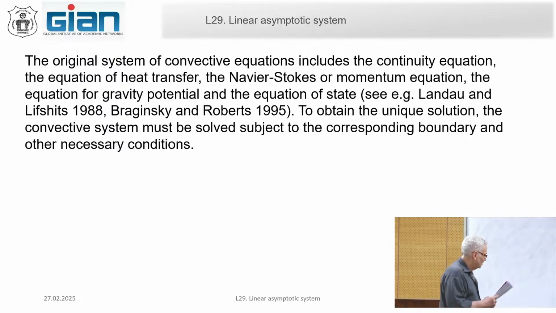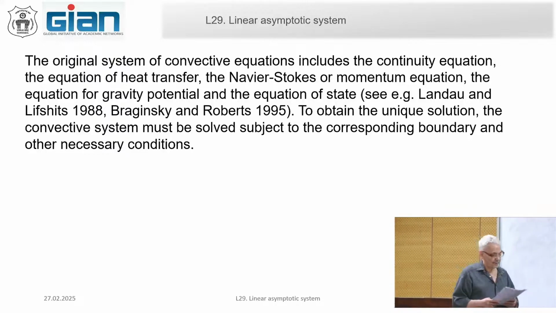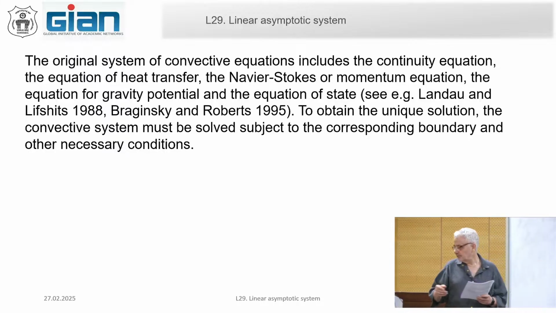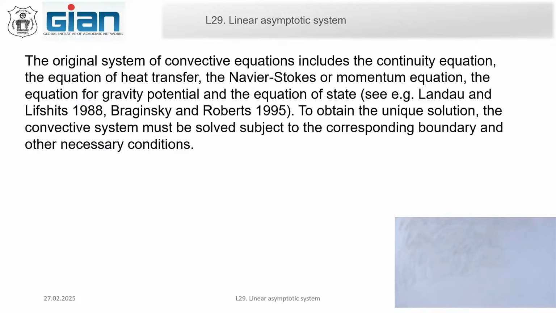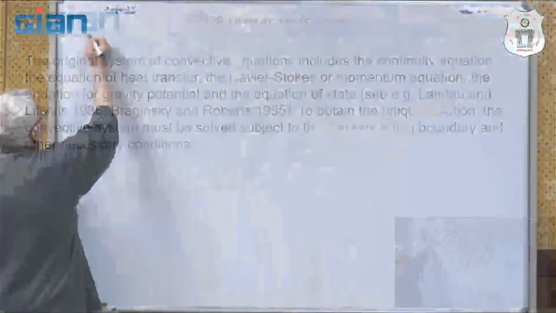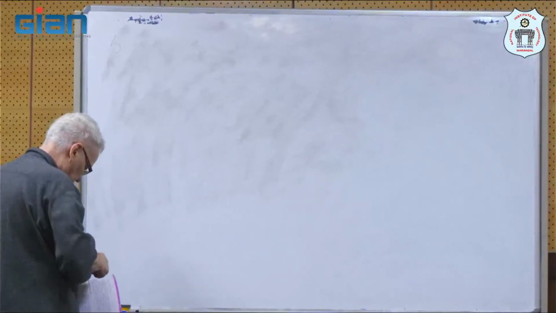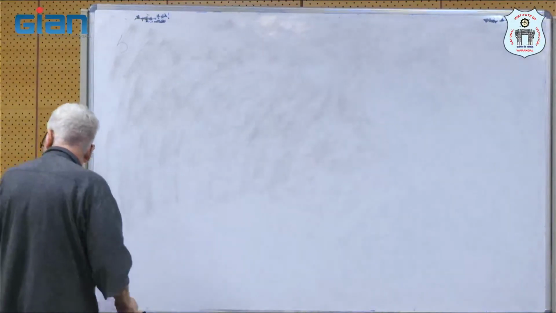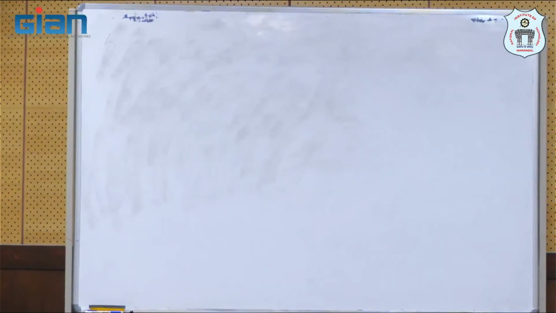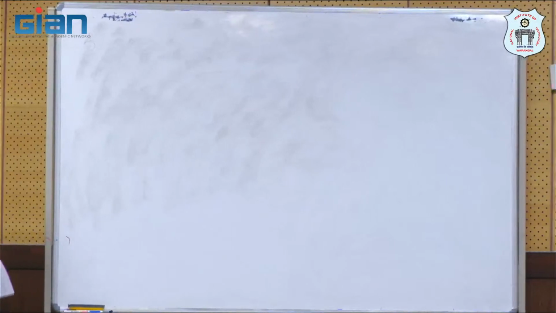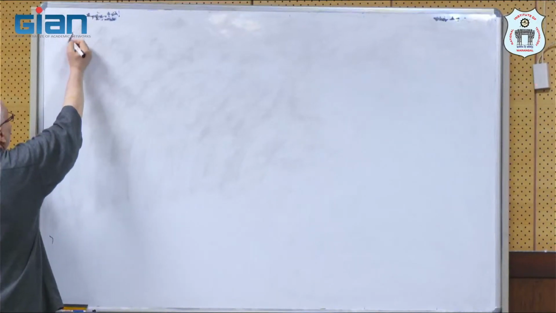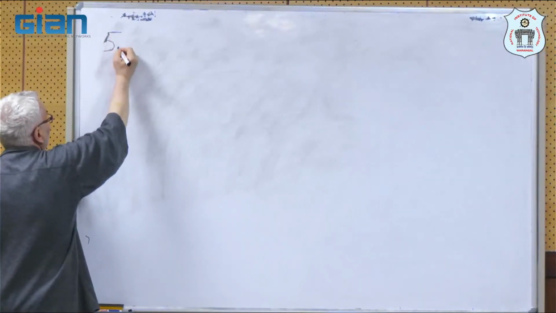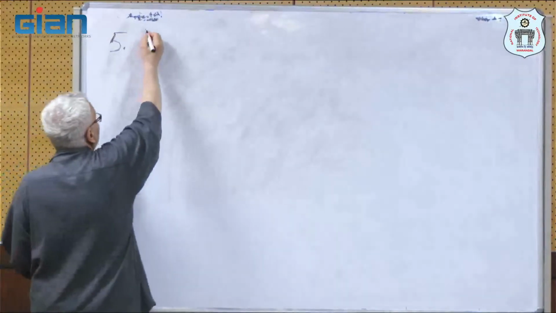So now proceed to the critical convection. This is actually chapter 5. Oh, no, it's writing badly. Okay, we proceed to chapter 5. It's named critical convection.